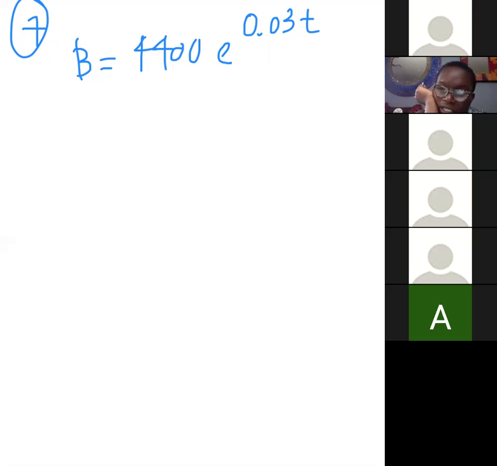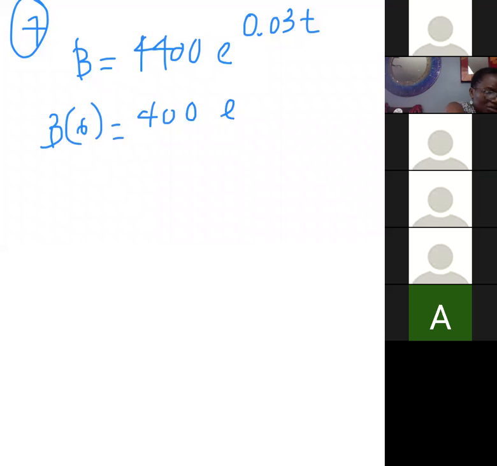Where t is measured in years, how many books will the library have after 6 years? Hold on a second, let me move this, it's covering it. Oh, guys, this is easy. They just want you to find b of 6. So I'm not doing this one. You guys do it. Just plug it into your calculator.